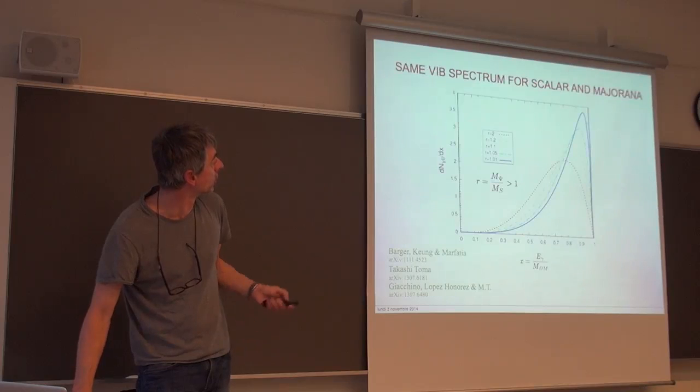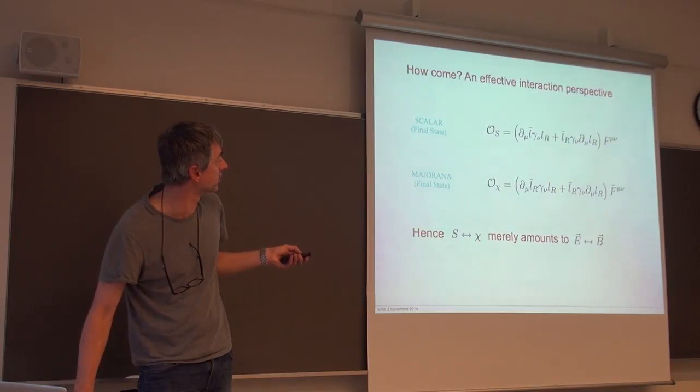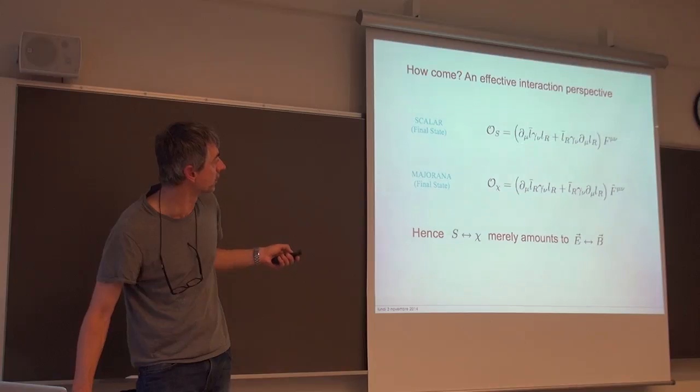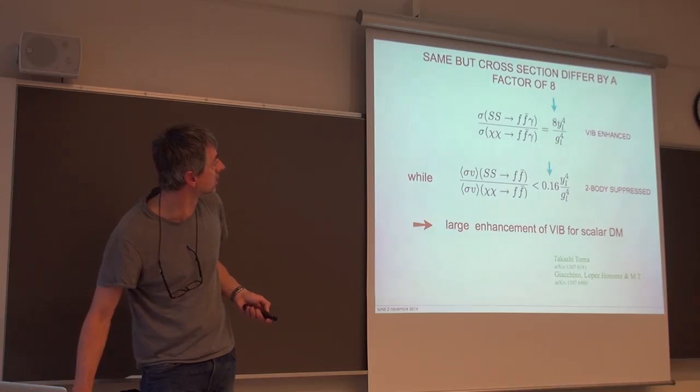So how come you get exactly the same spectrum? There are different ways of looking at that, but basically the final state, the only difference between the scalar and Majorana case, amounts to replacing, in an effective Lagrangian perspective, the field strength of the photon by its dual, which is equivalent to replacing the electric field by the magnetic field, and so it's inconsequential.